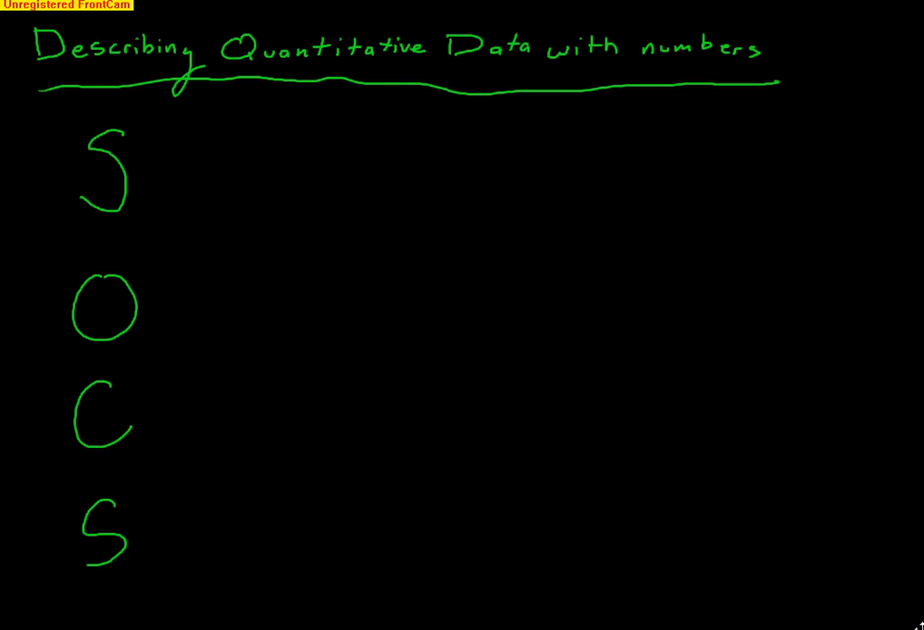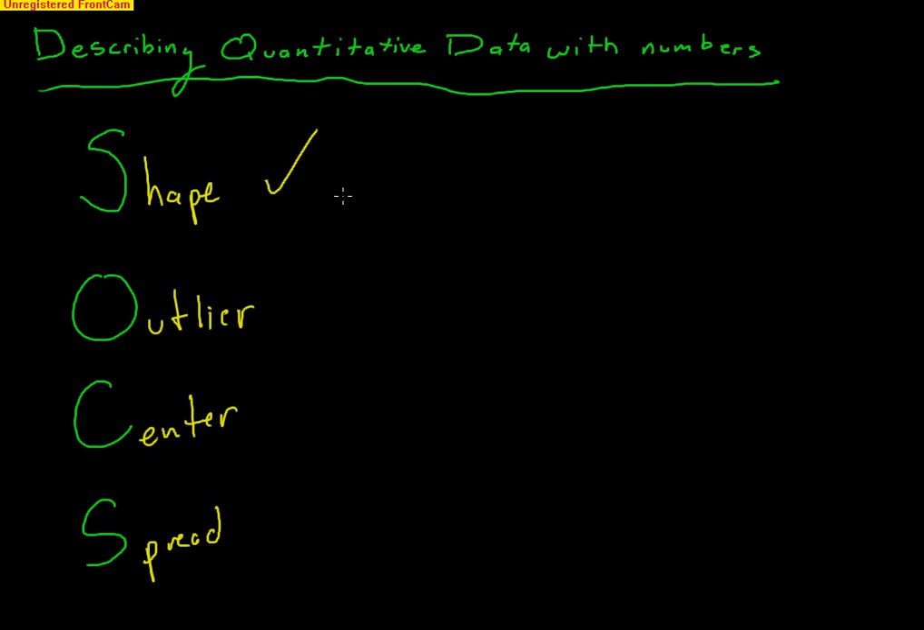So first off, let's review. When you describe data, there's four things you got to mention: shape, outliers, center, and spread. Now, shape is something that you need a graph to see. You need a picture of the data, histogram, stem plot, dot plot. You need something like that to describe the shape.